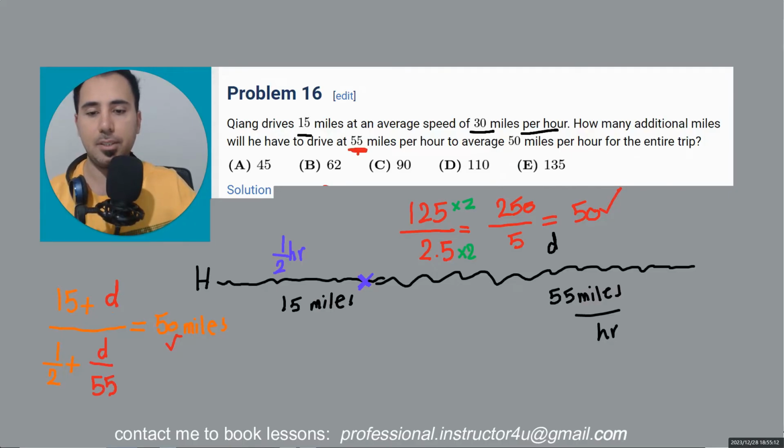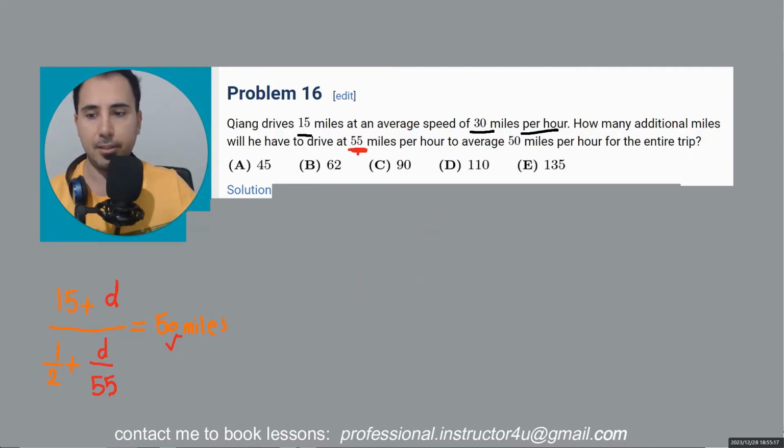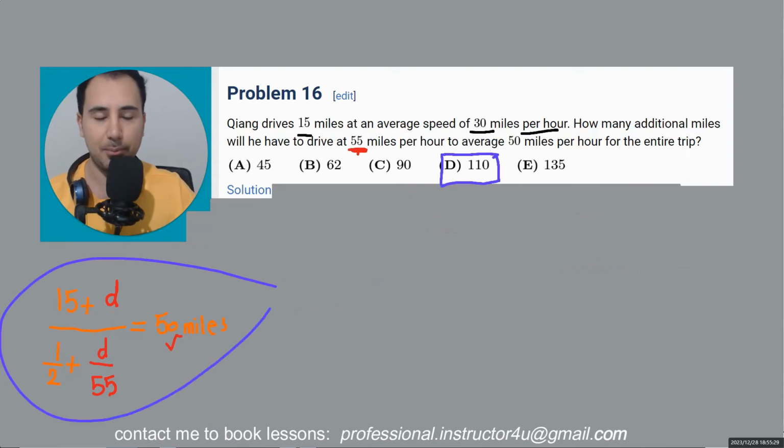So as you see now, we have one equation, right? And there's only one variable. We just have to find D. Okay. You could go on and simplify this. You're going to get that the D will end up being 110. I don't like this. It takes too much.